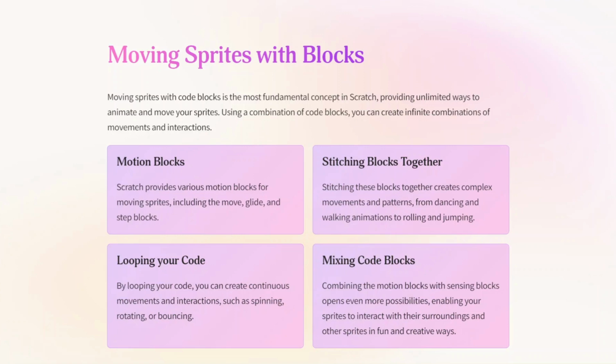Now let us get moving. We will use special code blocks to make our sprites glide, dance, and even bounce around like choreographing a dance. We have motion blocks for moving sprites, including move, glide, and step blocks. You can stitch the blocks together to create complex movement patterns, from dancing animations to rolling and jumping. We can loop the code continuously for movements and interactions such as spinning, rotating, and bouncing. And we can mix code blocks, combining the motion blocks with sensing blocks, to open up different possibilities.